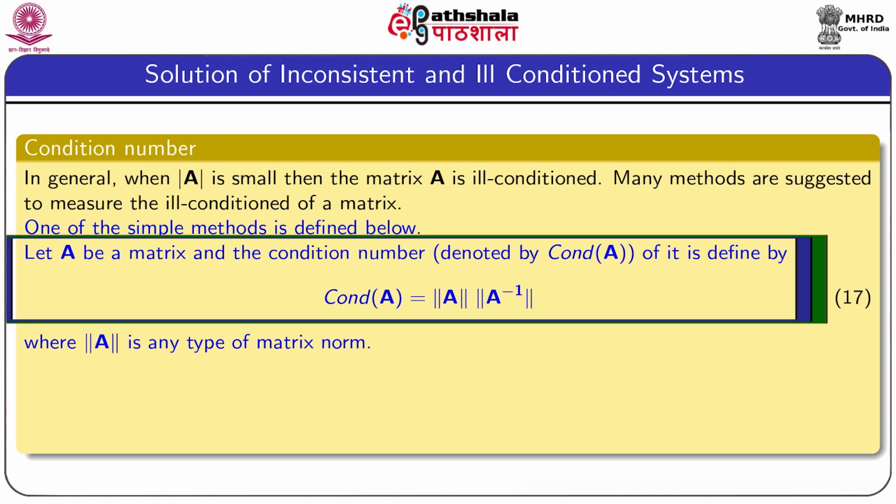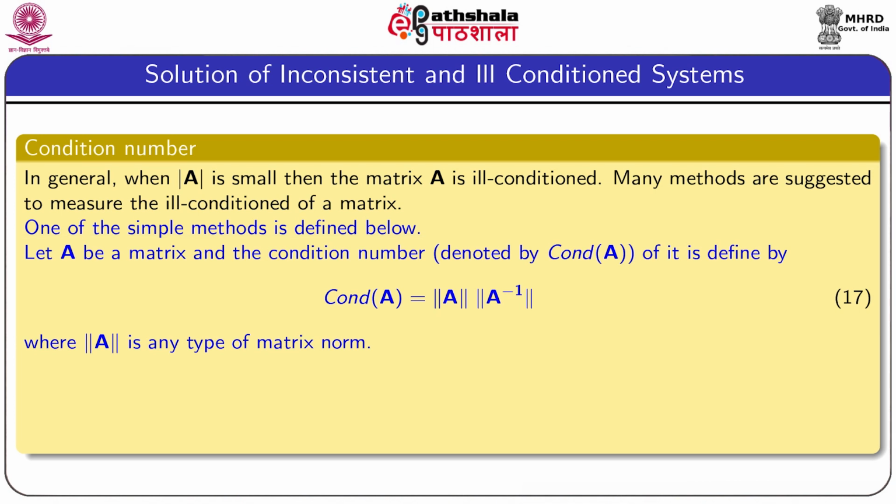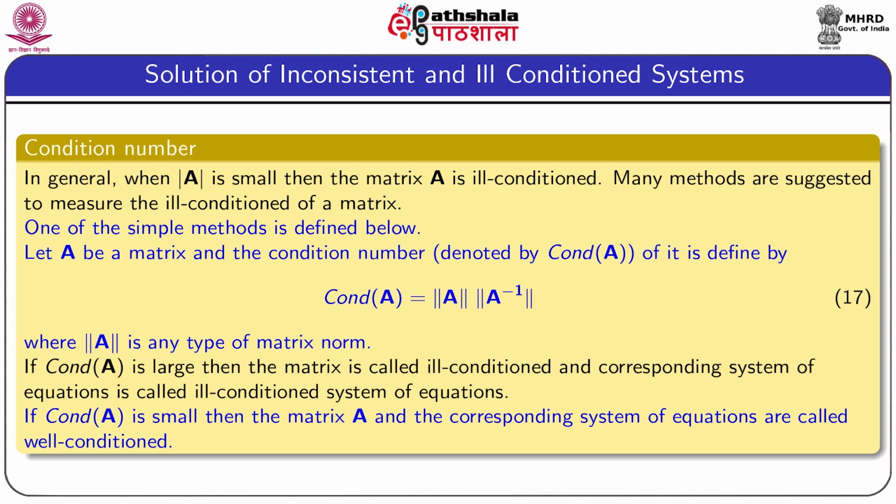Let A be a matrix. The condition number, denoted by cond A, is defined by cond A equal to the norm of the matrix A times the norm of the matrix A inverse. If cond A is large, then the matrix is called ill-conditioned and the corresponding system of equations is called an ill-conditioned system of equations. If it is small, then the matrix is called well-conditioned and the corresponding system of equations is called a well-conditioned system of equations.